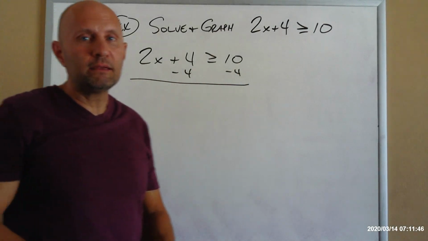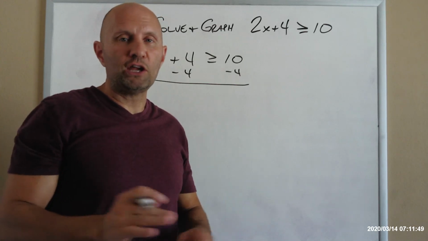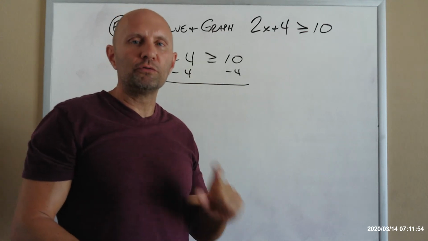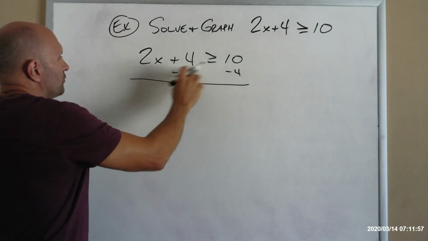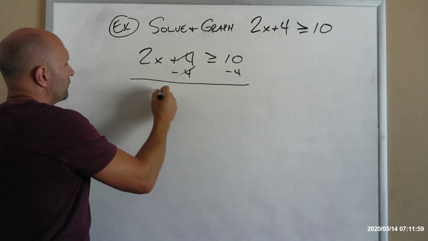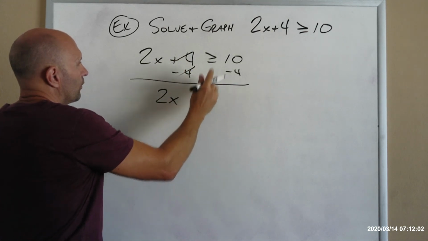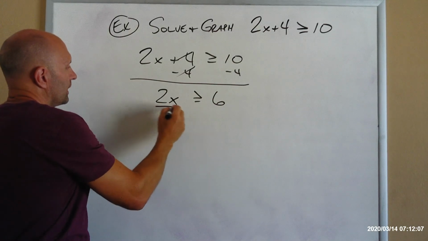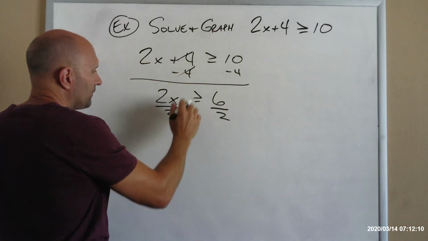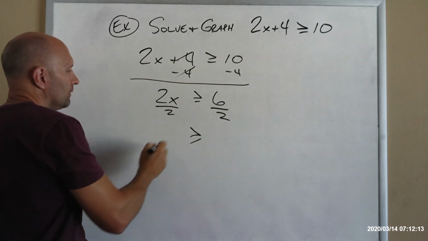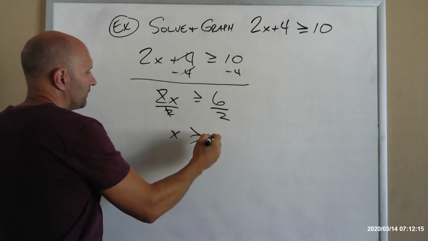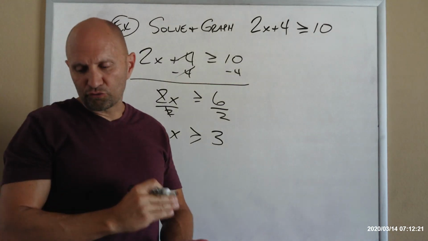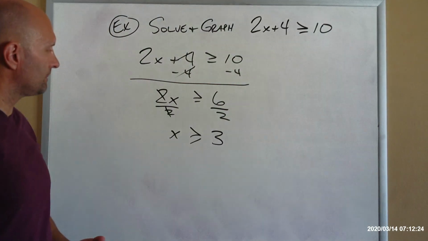Now it's okay to subtract a number without changing the sign. The only time we have to worry about a negative number is if I'm multiplying or dividing by a negative number. But if I'm just subtracting it, that's fine. So the 4's cancel out. I get 2x greater than or equal to 10 minus 4 is 6. Now to get x by itself, divide everything by 2. It's positive, so leave the inequality alone. I get x, 6 divided by 2 is 3. So my answer is x is greater than or equal to 3.